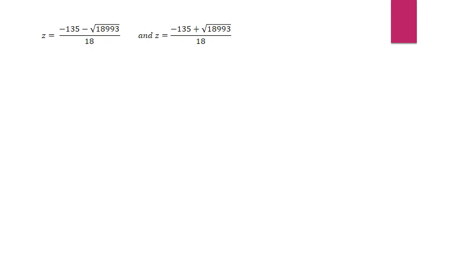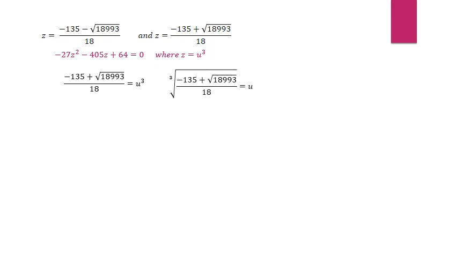We will get the following solutions for z, of which we will choose one to solve for u. In this case, I chose the positive z. Now, we will remember that c is equal to u to the third from our previous slide. Hence, we will plug our z into the equation. So now that we plugged our z into the equation, we will have the following. Negative 135 plus square root of 18,993 over 18 is equal to u to the third.